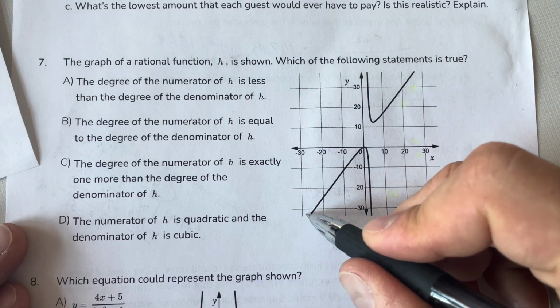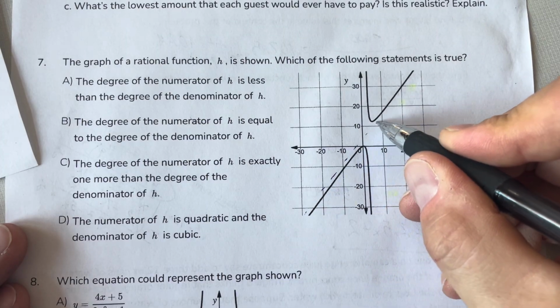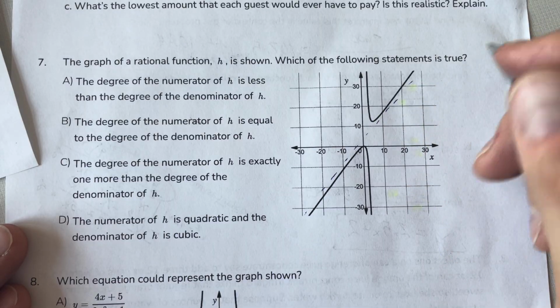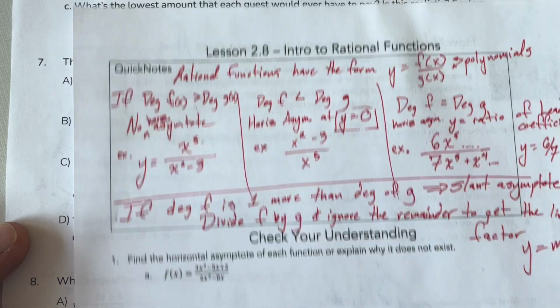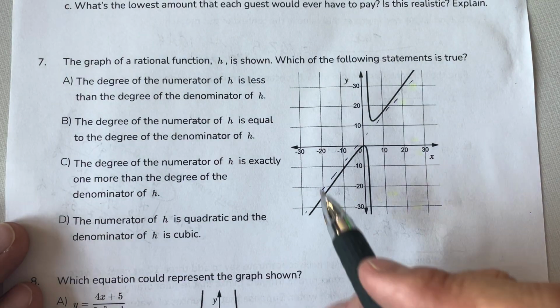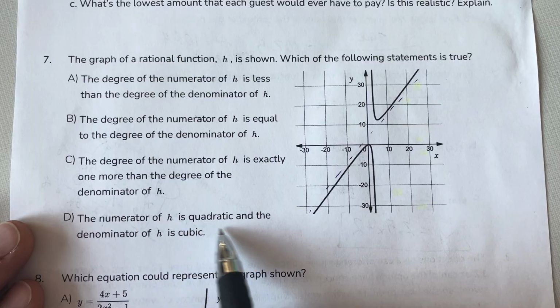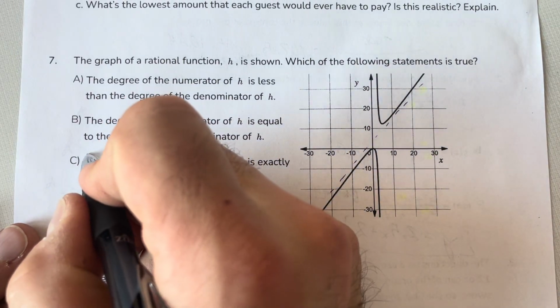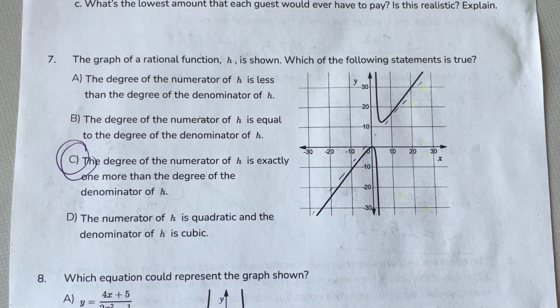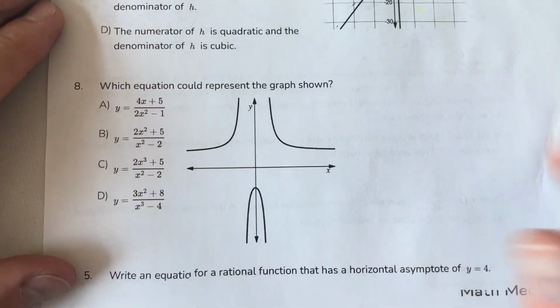But here's the thing. We've got a slant going on. That's a slant asymptote. So what does a slant asymptote mean? It means that the degree of the numerator is 1 more than the denominator. Let's see. The degree of the numerator is exactly 1 more than the denominator. That's the one. C right there. That's the answer for that one. Let's move on to 8.